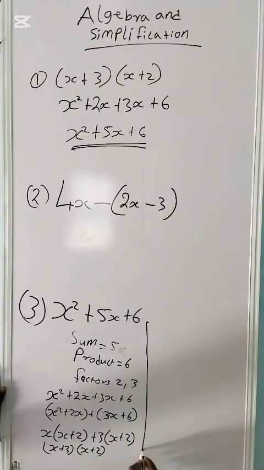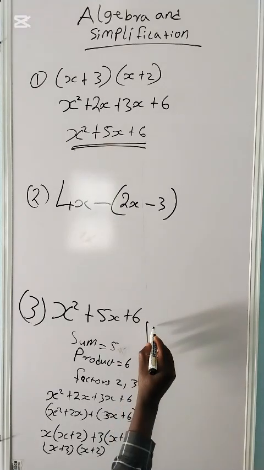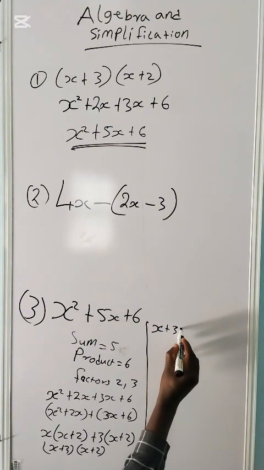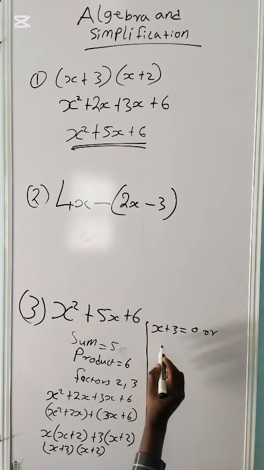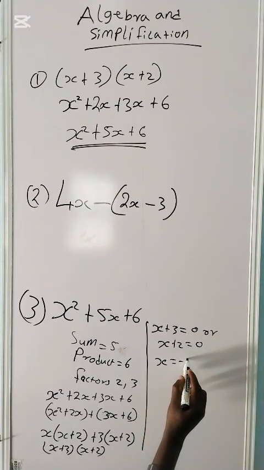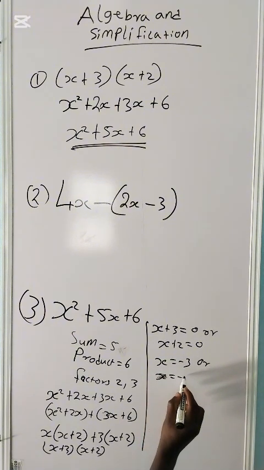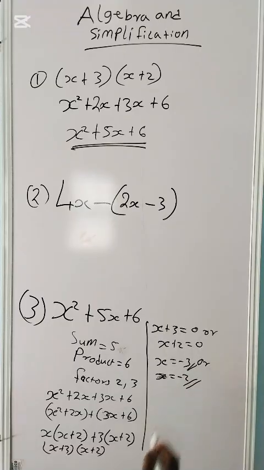So now let me explain it further. They may expect it to be like this, but when you check the options, you will find out that there's nothing like this. They leave the answers in maybe just an integer. So I'm going to say x plus 3 is equal to 0, or x plus 2 is equal to 0. So x is equal to minus 3 or x is equal to minus 2. Any of these, when you put it into this, it will work.